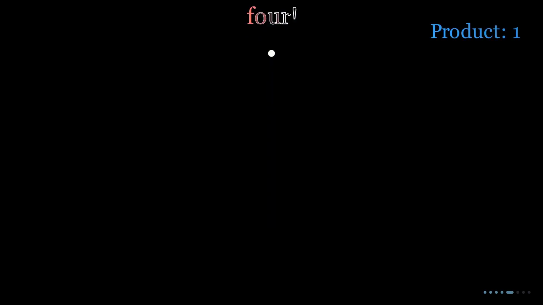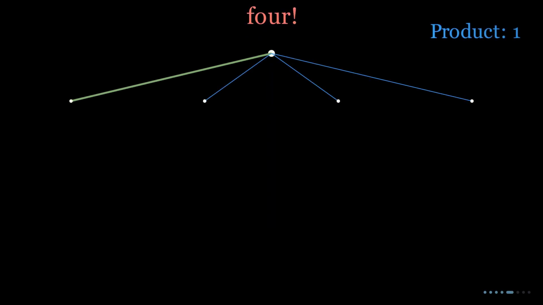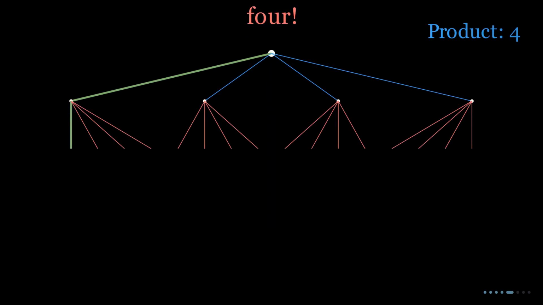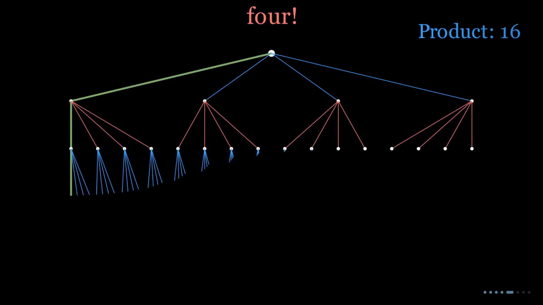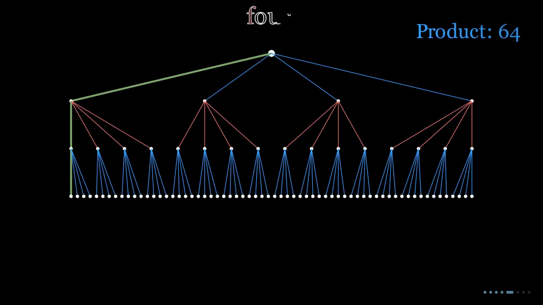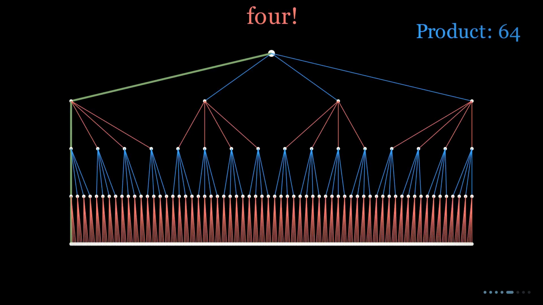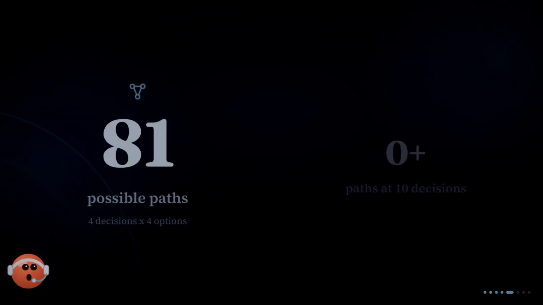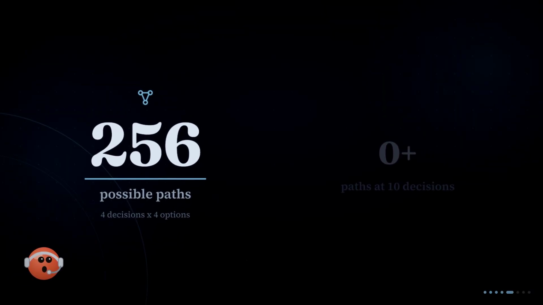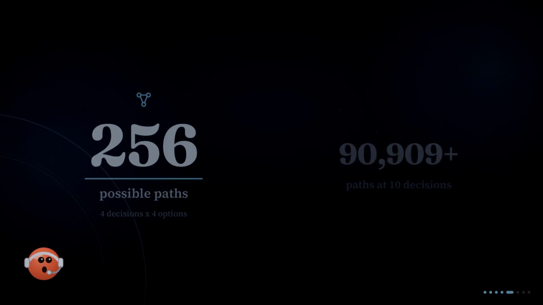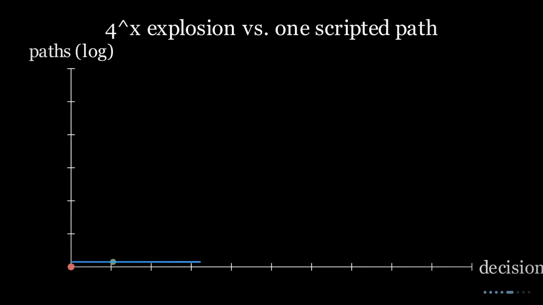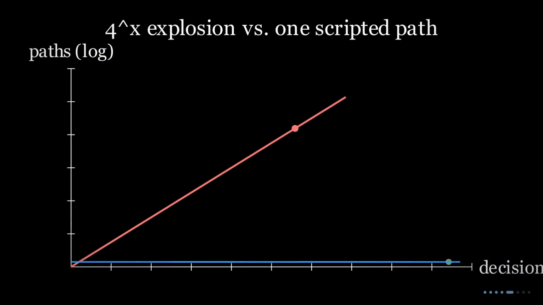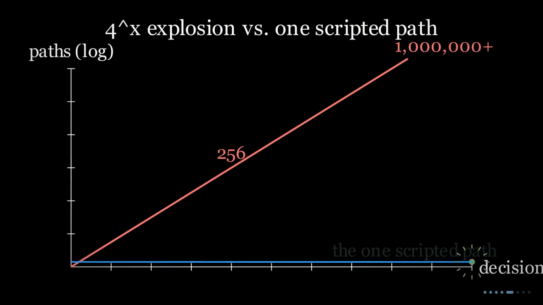Here's why discovery matters mathematically. A scripted test checks exactly one path. But give an agent a goal with real choices, say 4 decisions, 4 options each. That's 4 times 4 times 4 times 4. 256 possible paths. Stretch it to 10 decisions, and the space blows past 1 million. Watch the curve. It doesn't grow, it detonates. And your one scripted path is a single thread through it.